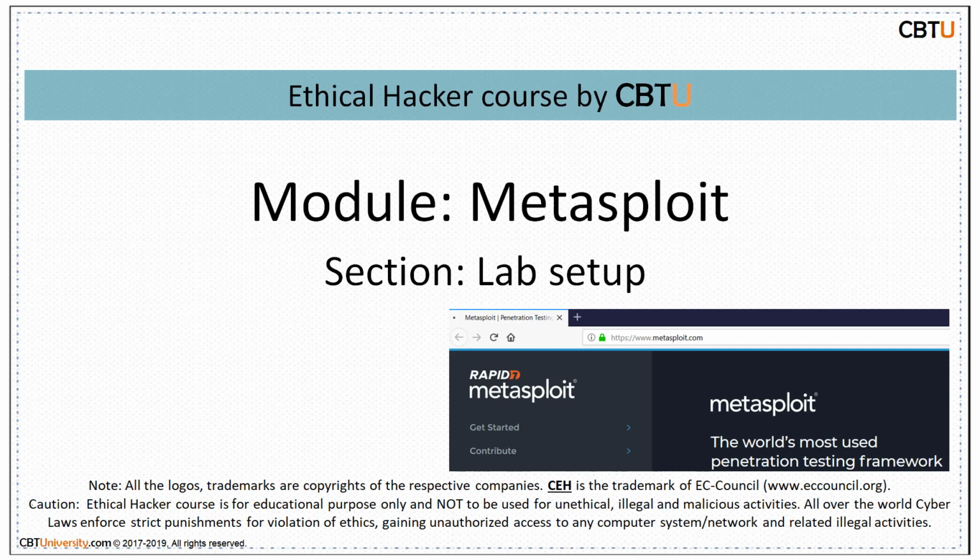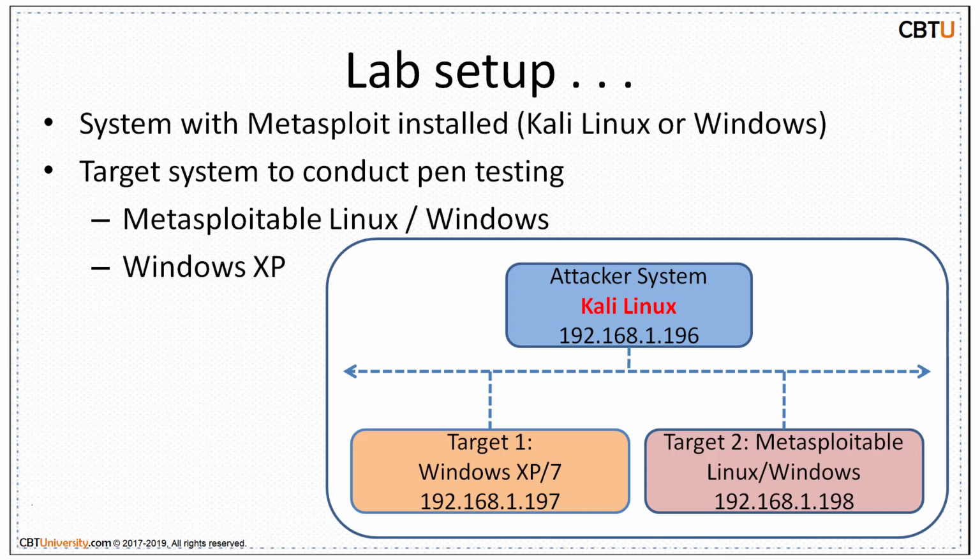Module Metasploit Section Lab Setup. To demonstrate Metasploit functionality, we need to have a system installed with Metasploit that can be Kali Linux or any other system. And we need vulnerable systems, that is target systems to test vulnerabilities and for pen testing. We can have the targets. It can be Windows XP, Metasploitable Linux or Windows virtual machines provided by Microsoft.